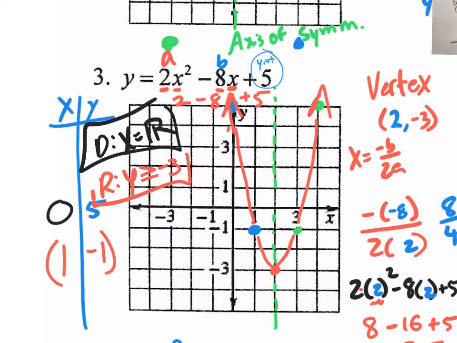So that's our answer for range. How about our y-intercept? If they ask us for our y-intercept, what's our y-intercept? Positive 5. There you go, positive 5. Y-intercept's positive 5. Simply your c value of your standard form quadratic trinomial equation.